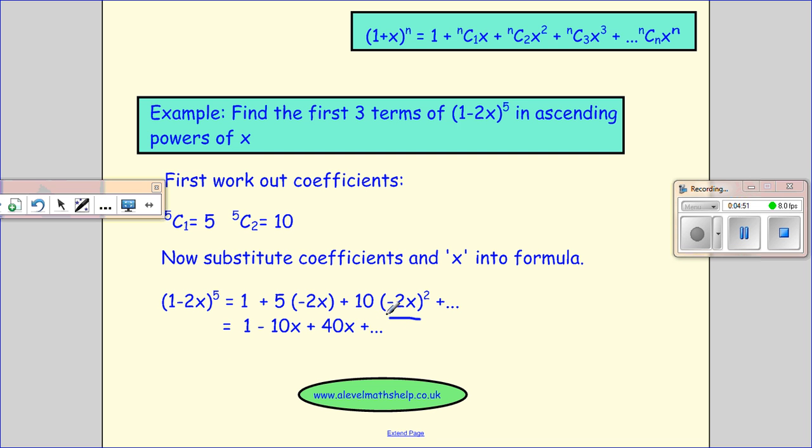And do remember that you must put the brackets in the calculator, because when you square this, you square the minus 2 as well, but if you put minus 2x squared without the brackets, it only squares the x value and doesn't square the minus 2. Okay, I hope that's helpful. Bye.